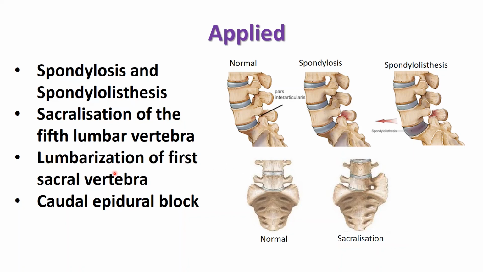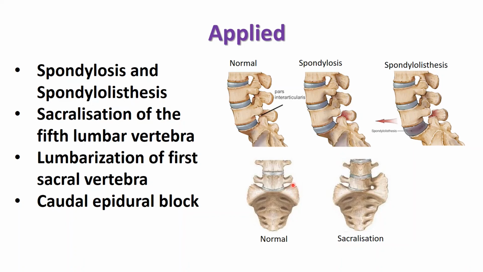Next is the lumbarization of first sacral vertebra. Sometimes the first sacral vertebra, instead of fusing with the other sacral vertebrae, fuses with the lumbar vertebra, and that condition is known as lumbarization of first sacral vertebra. That again leads to compression of the 5th lumbar nerve and compression-like symptoms.